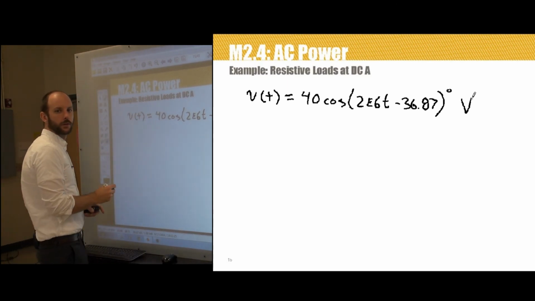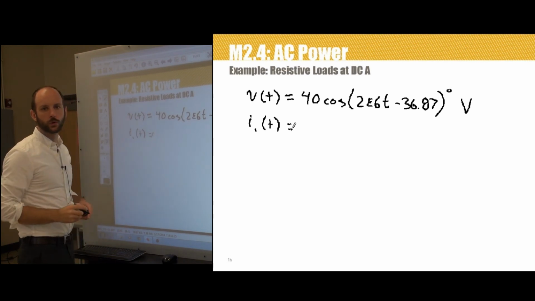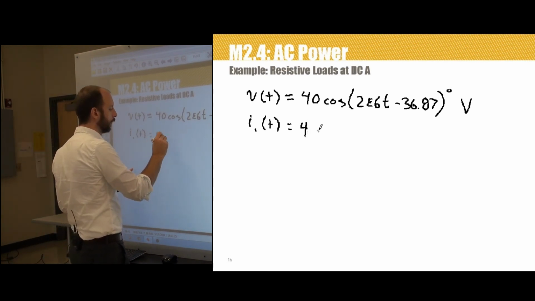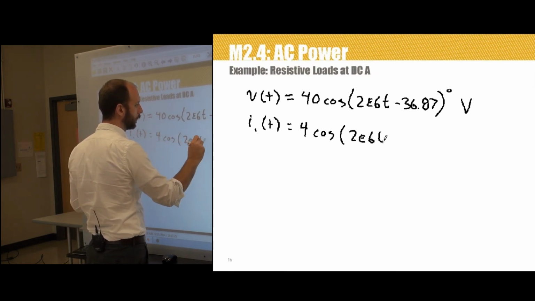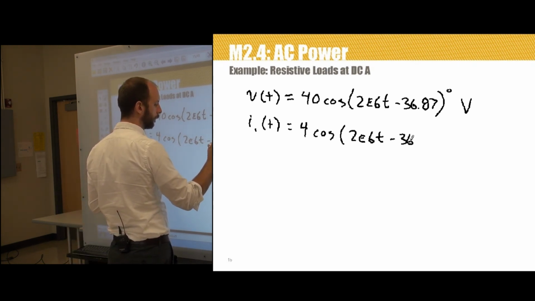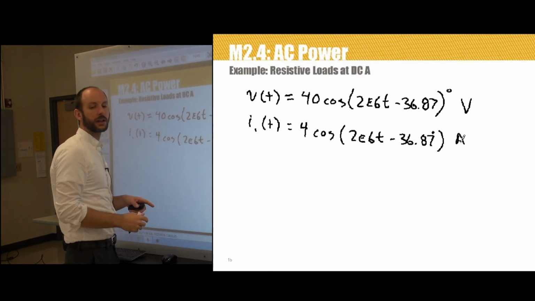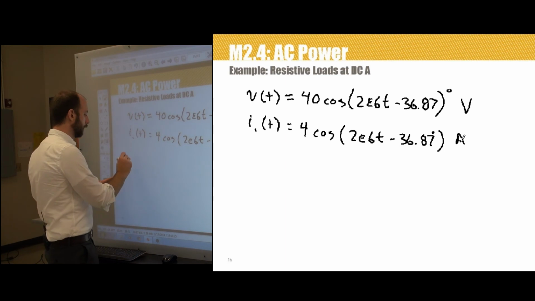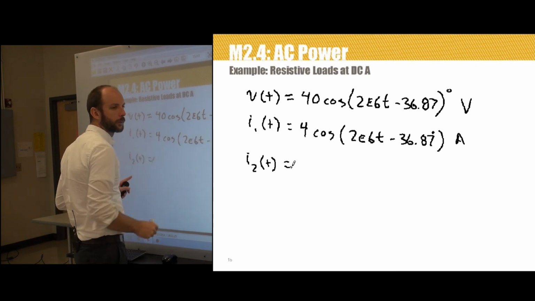We can then write the branch currents. I1 is going to be equal to 4 cosine of 2e to the 6th t minus 36.87. We'll notice that's degrees, that's amps. Notice that the voltage and the current in the resistive circuit are in phase, as they should be, right? There can't be any phase difference in a purely resistive circuit.